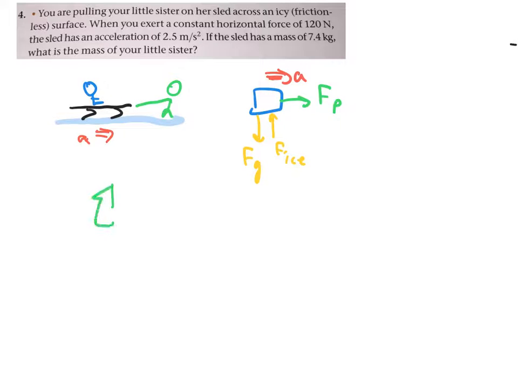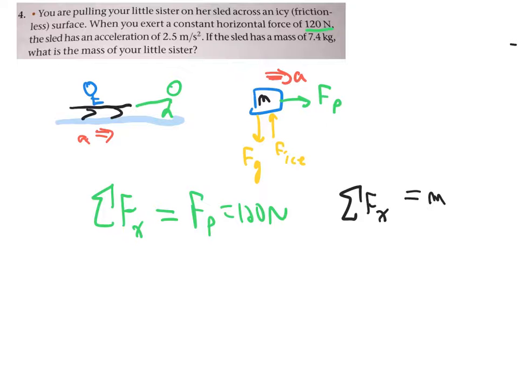So we can say that the net force in the horizontal direction from the diagram is Fp, which we know to be 120 newtons. And then our sled plus sister has a total mass, we'll call it m. And from Newton's second law, the sum of forces in the x direction will be the mass times the acceleration in the x direction. So it's the total mass times 2.5 meters per second squared.